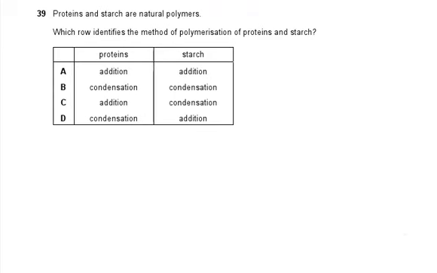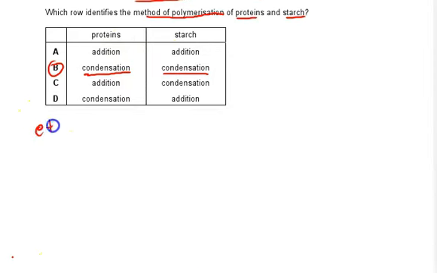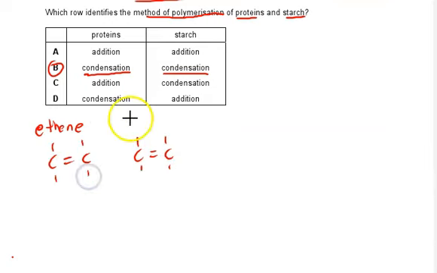Protein and starch are natural polymers. Which row identifies the method of polymerization of protein and also starch? So both of them will be under condensation polymerization. Let me explain to you what is addition and what is condensation. Now, when you have ethene, let's say, here you have a double bond. We just assume the other part here is hydrogen.